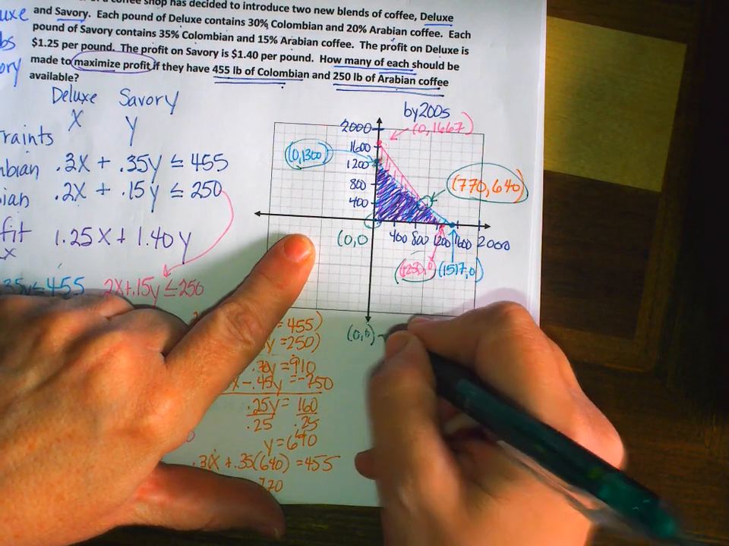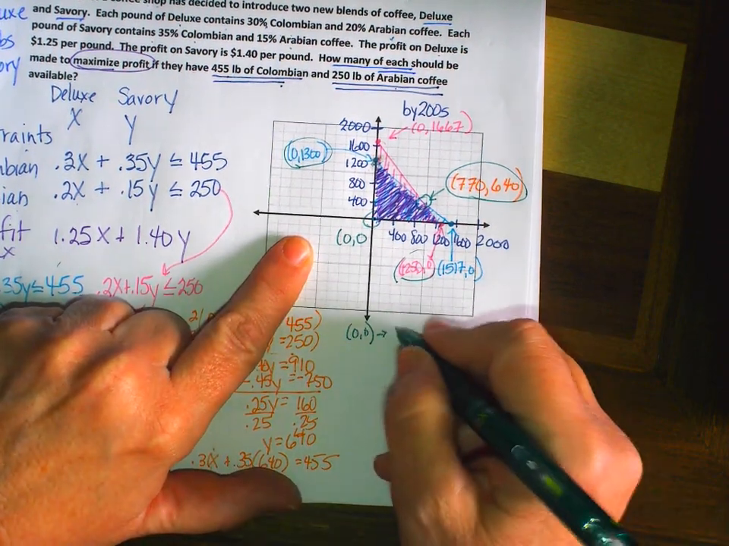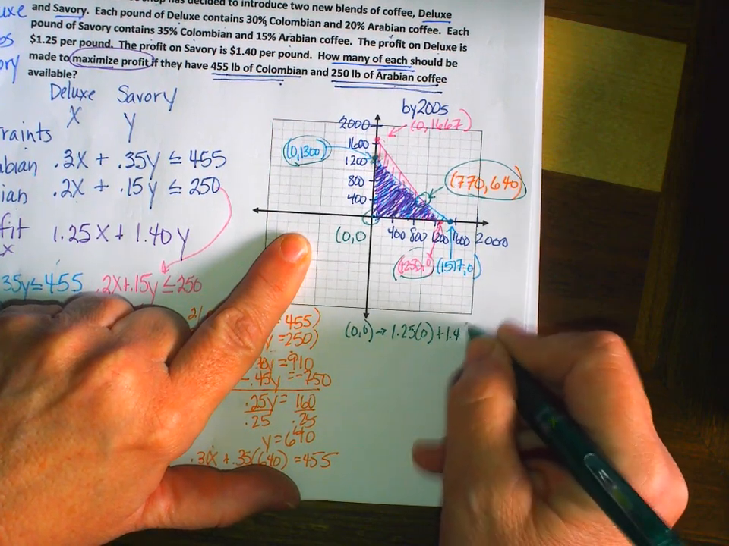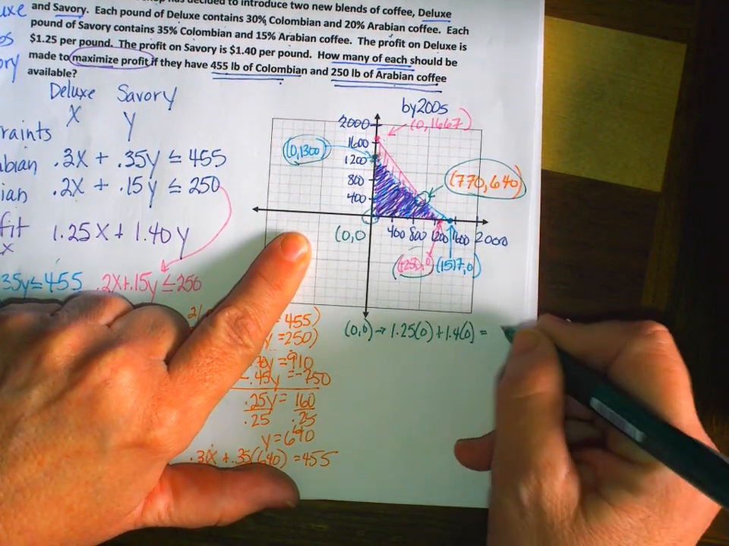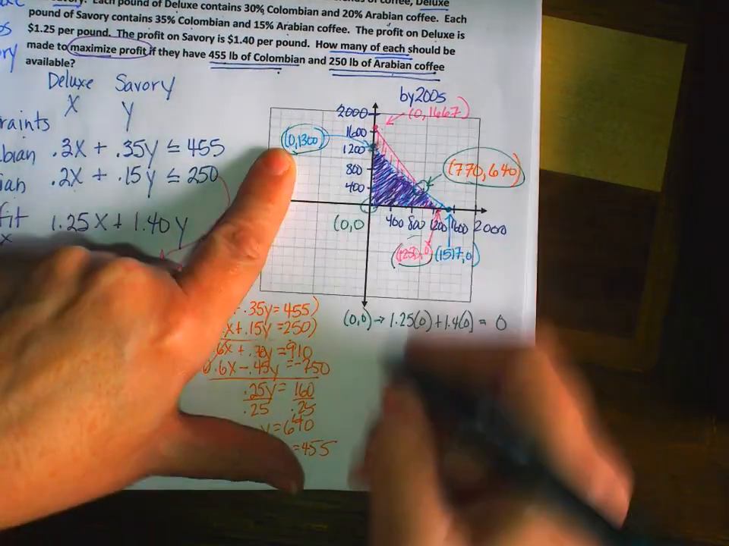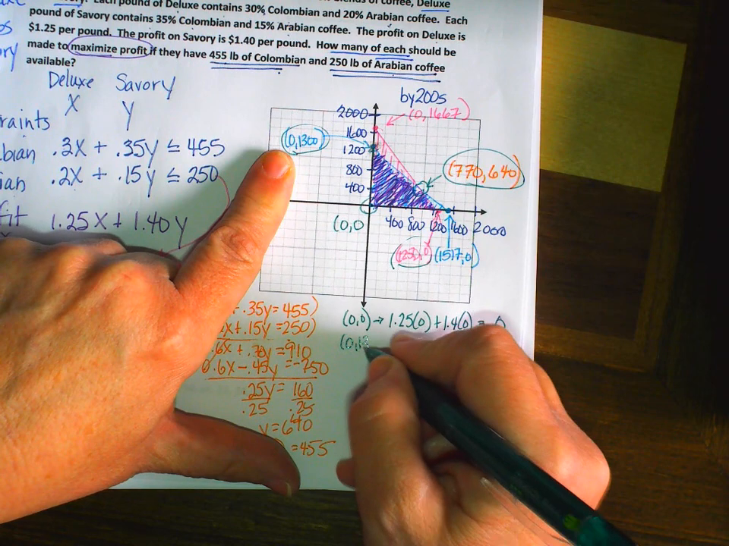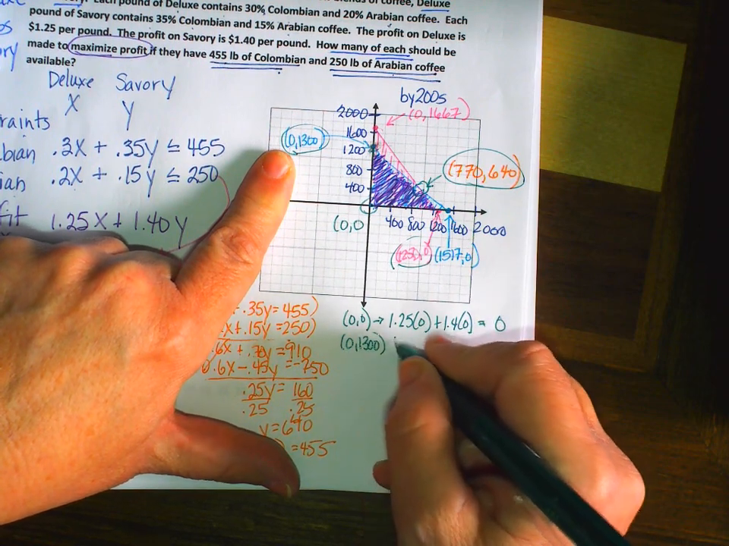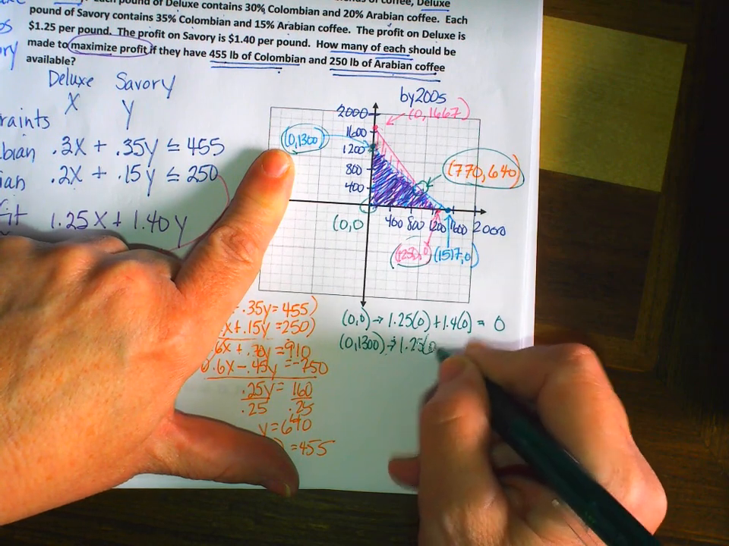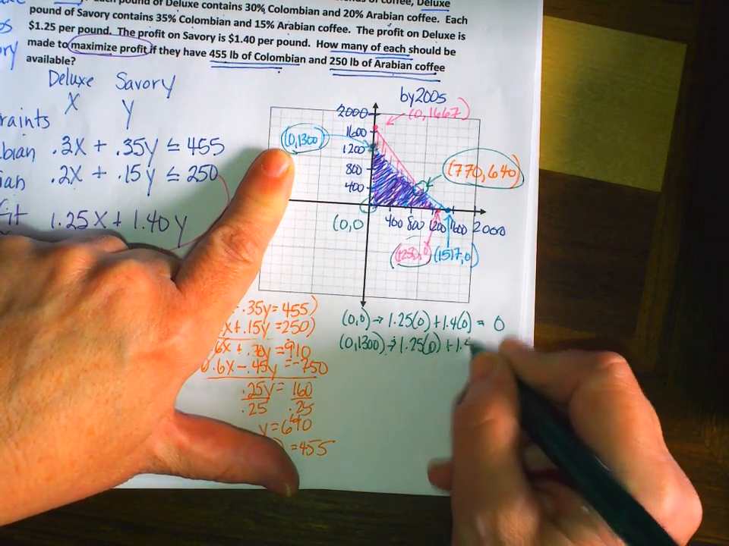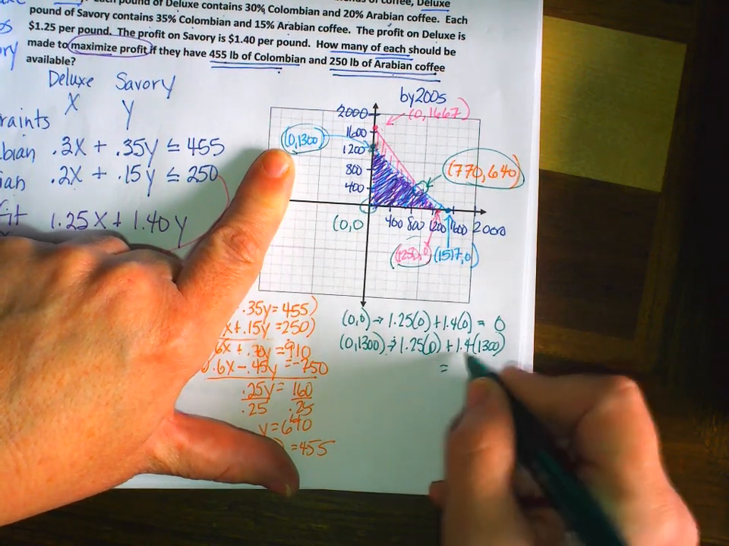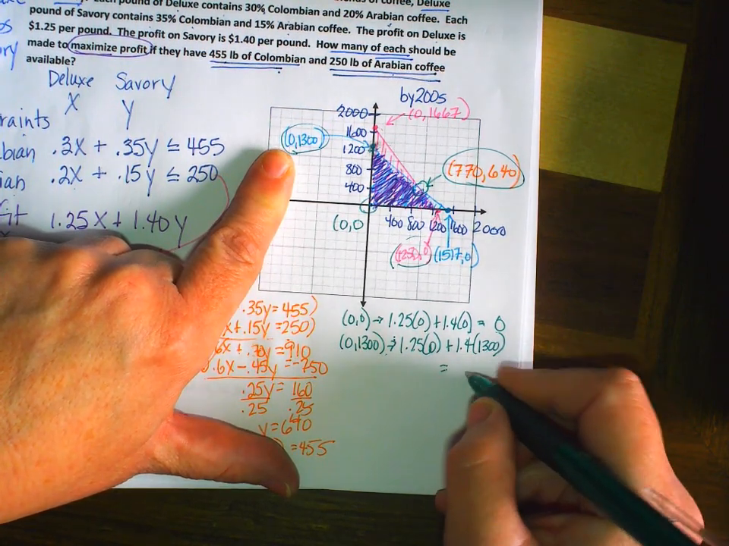And if I plug that into my profit, I have 1.25 times 0 plus 1.4 times 0. And that's going to be 0, because 0 plus 0 is 0. Then I'm going to try my next point, 0, 1300. So I'm going to have 1.25 times 0 plus 1.4 times 1300. This is going to be 0, and 1.4 times 1300 is 1,820.